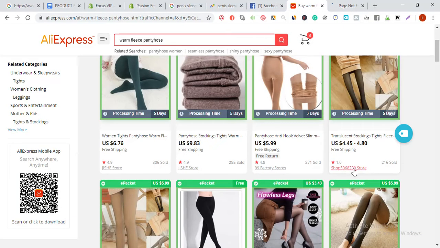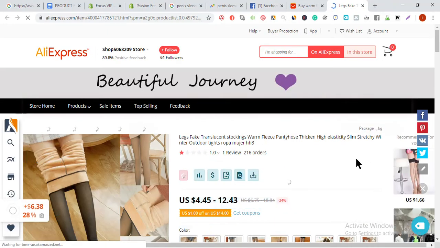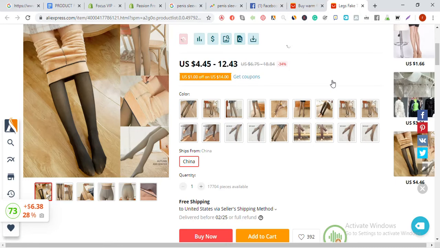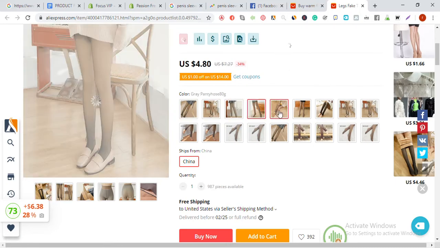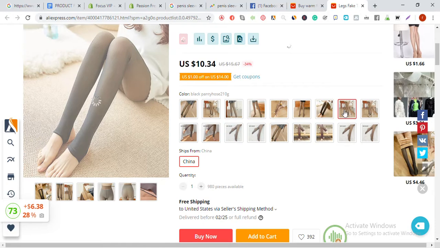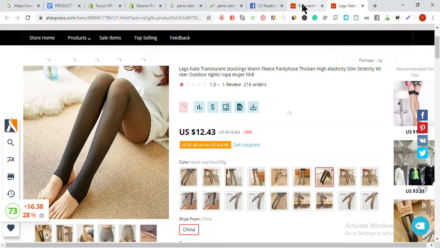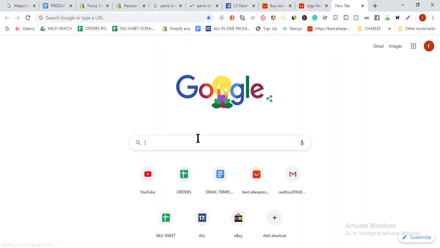Oh, I don't know what happened. Here we go. So far, it only has one review, 216 orders. Maybe we just use a different keyword for this, so that's fine. Anyway, let's pick a color. I don't know why there are ones that are higher. Oh, okay. So for this design, it's 12.43. But for the others, it's cheaper. Let's check our competition. How are they?